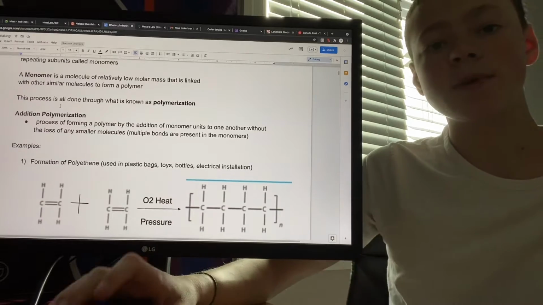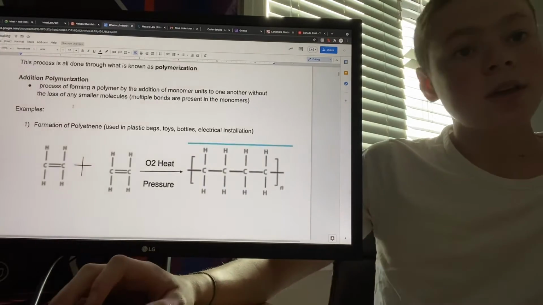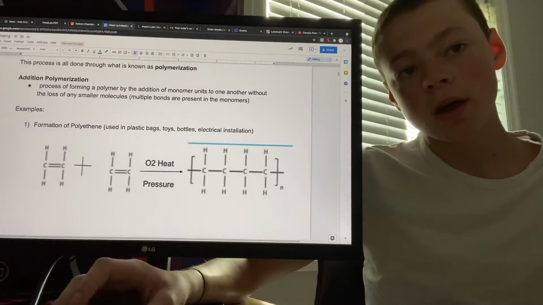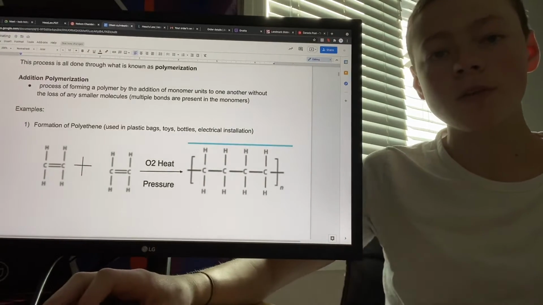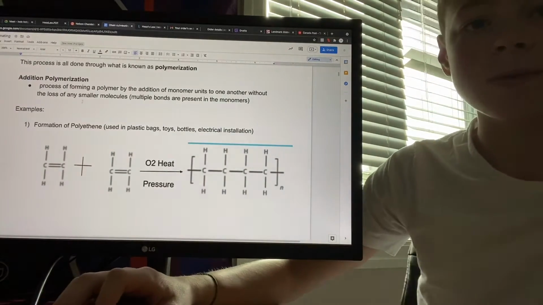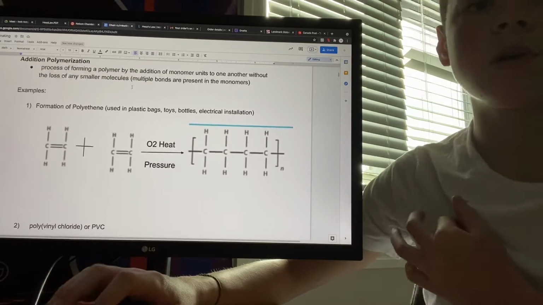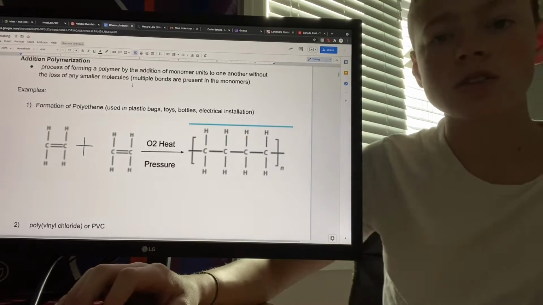And this is a process called polymerization. So first we're going to talk about addition polymers. This is definitely the easier one of the two. It's the process of forming a polymer by the addition of monomer units to one another without the loss of any small molecules. So first we're going to do the formation of polyethylene. This is used in plastic bags, toys, bottles, and electrical insulation.